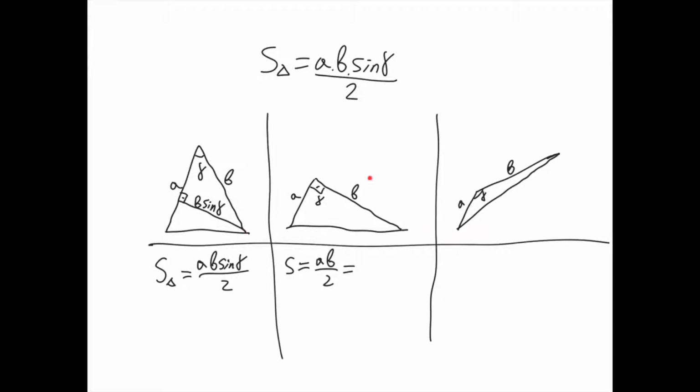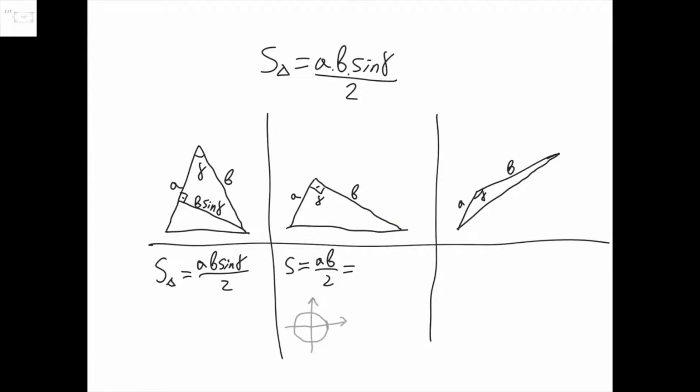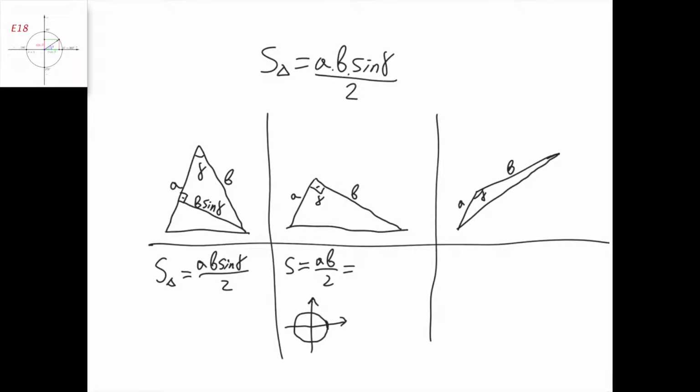For the case here, we know that the area of a right-angled triangle is a times b divided by 2. Because a times b is the area of this rectangle here, which is twice the area of the triangle. But now we need to know what sine of 90 degrees is, and we forgot, unfortunately. For this, we're going to reference the unit circle, and let's see. The 0 degree angle is here, the 90 degree angle is here. So we need to see what sine is associated with this point.